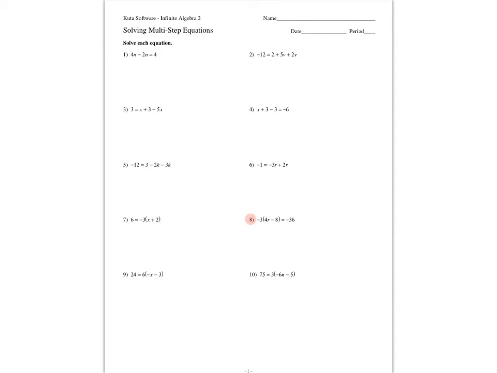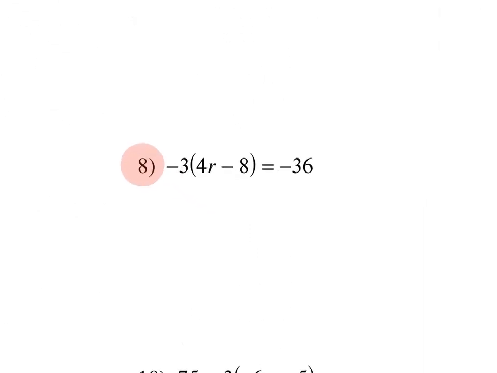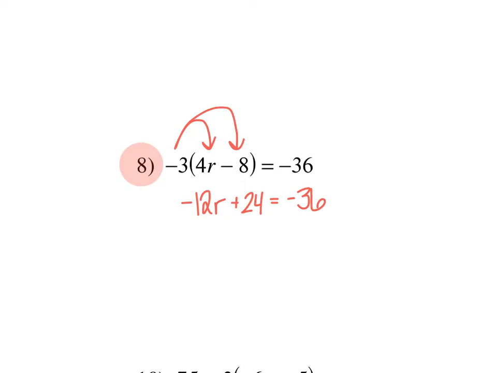For example, in number 8, zoom in on number 8, we can distribute the negative 3 to both terms in the parentheses. And negative 3 times 4r is negative 12r. And negative 3 times negative 8 is positive 24, equals negative 36. And then we can subtract 24 from both sides, because that's how you get rid of a positive 24, is put a negative 24 beneath it.